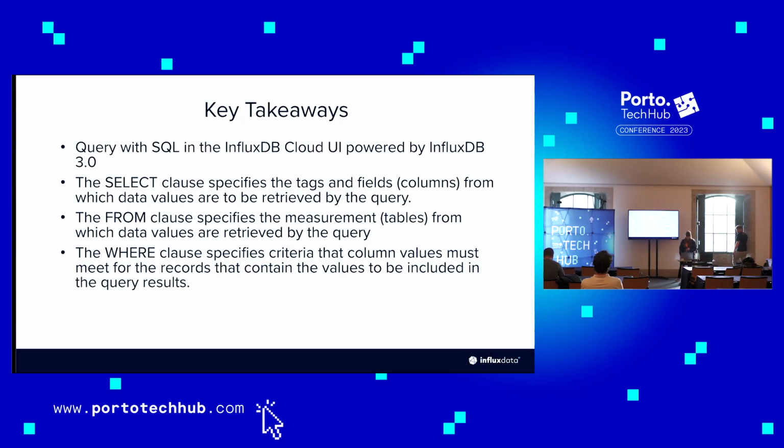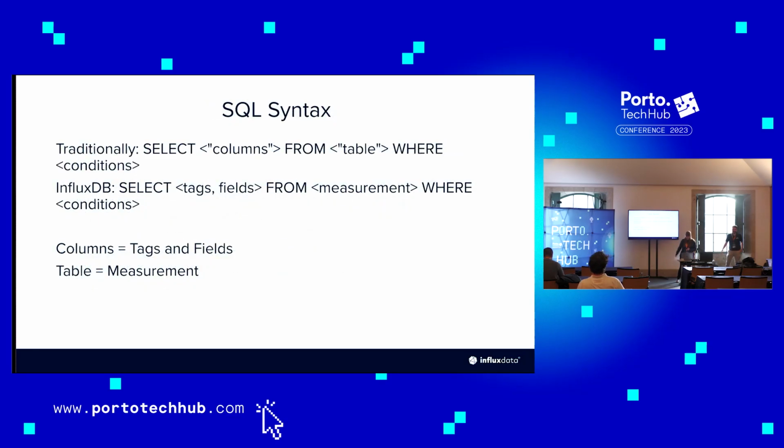So there's a lot of jargon. Let's go ahead and use an example here. Traditionally, you would say something like, select the column from the table where the conditions meet X. So for example, select my user from my persons table where they are still alive. That's a good one. But in time series, it's a little bit different. You'd say something more like, select the tags and fields. It could be something like temperature from the measurement of factory number 2 where the temperature is below 70. That would be a more apt way of looking at this.